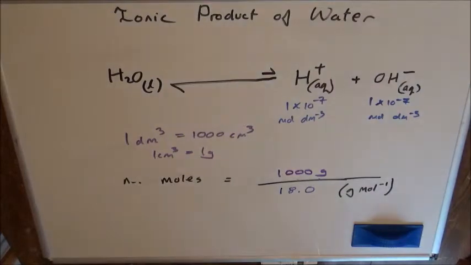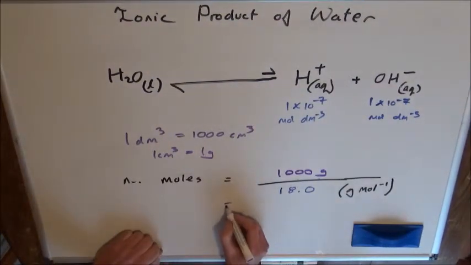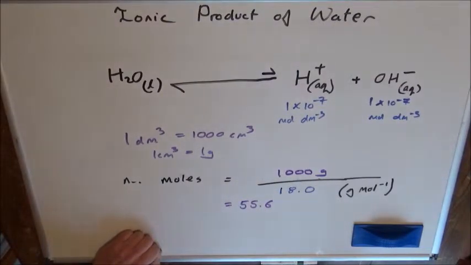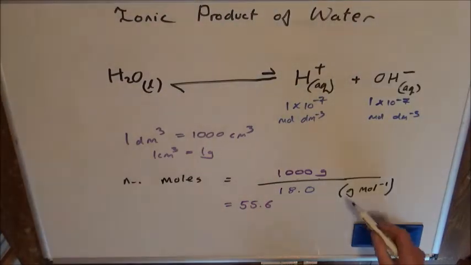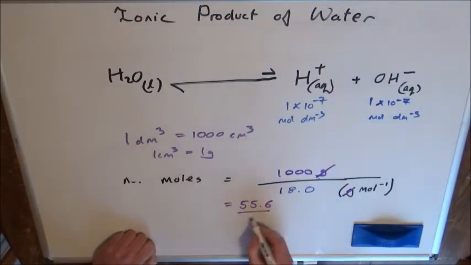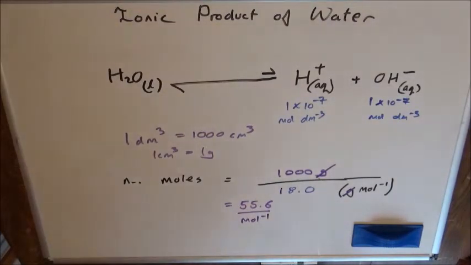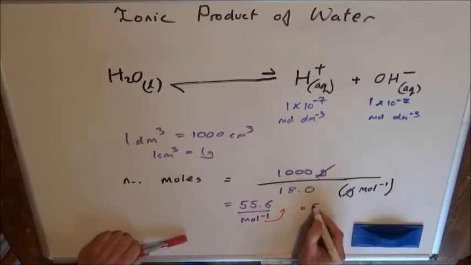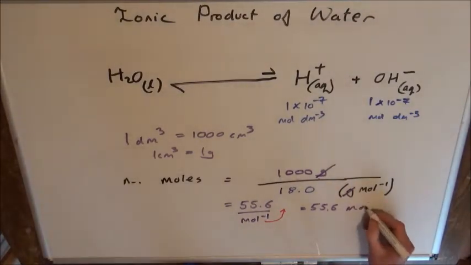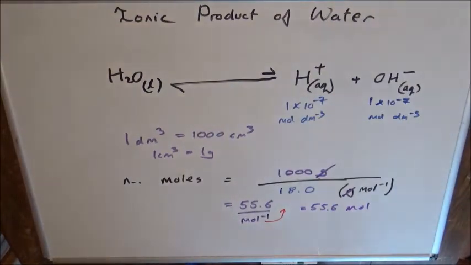And if I do the calculation, 1,000 divided by 18 is 55.6, to 3 figures. Then if I look at my units and cancel them down, grams on the bottom, grams on the top, I'm left with mole to the minus 1 on the bottom. If I move the units up to the top, I change the sign, and what I get is 55.6 moles.